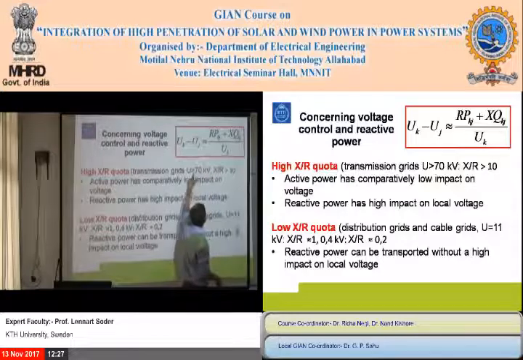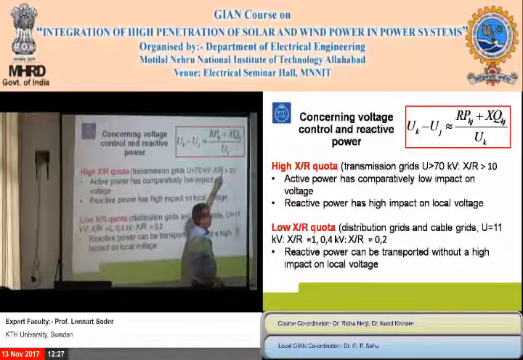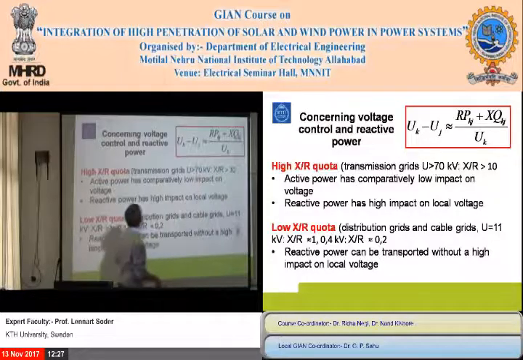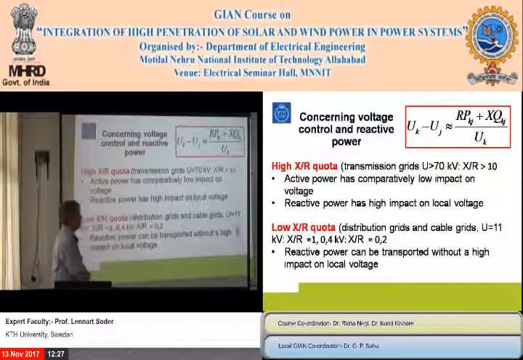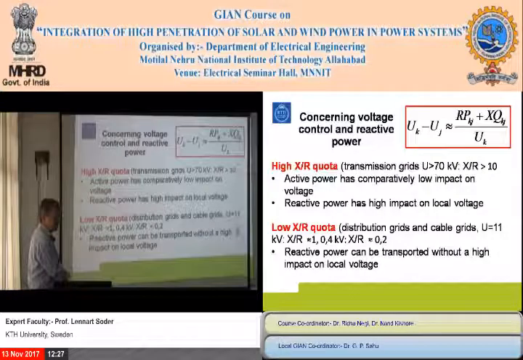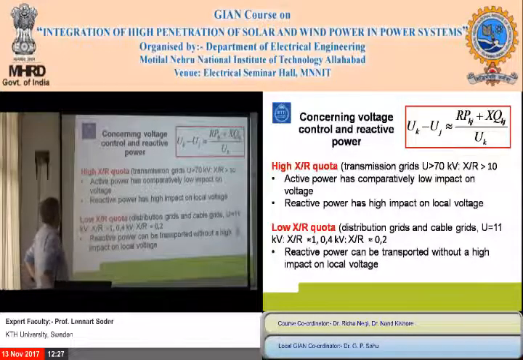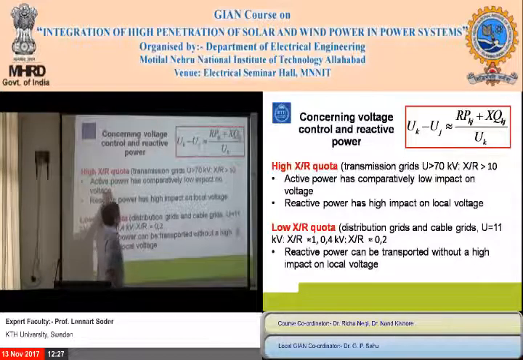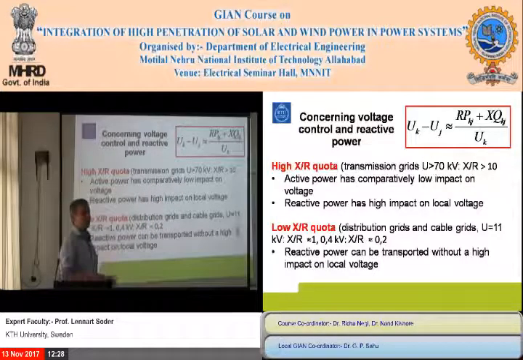So for large grids, the reason is not that the X is changing, the reason is that the R is so small. So in these grids, the XR quota is large. Sometimes you see RX quota, and here I call it XR quota. I think Stefan Stankovic, who made the paper, called it RX quota. I call it XR quota. It doesn't matter. This means that active power has comparatively low impact on the voltage, because with the R small, whatever the P you are doing, it doesn't matter.